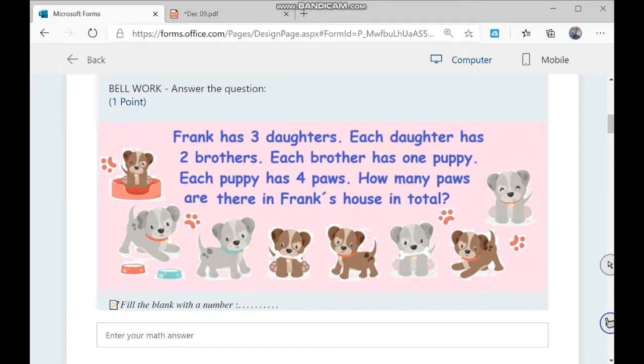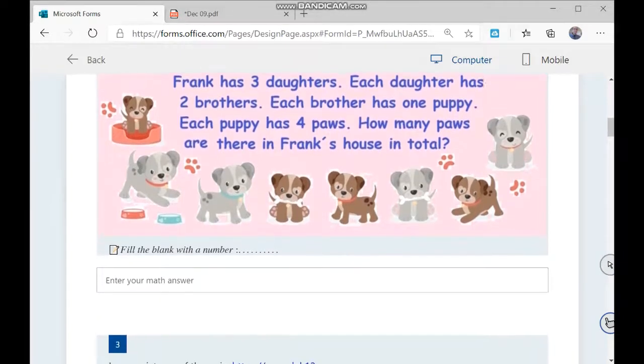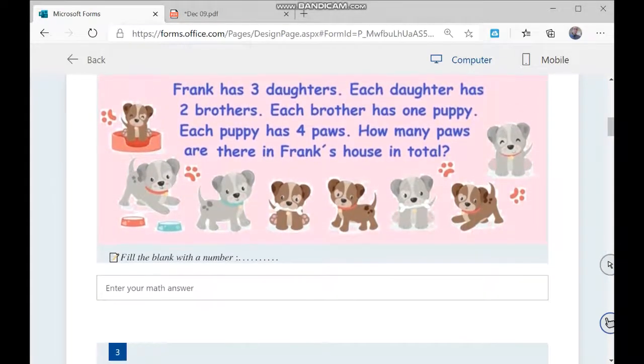Type your answers now. And this looks like a very simple multiplication problem, right? Because you have 3 daughters. Each daughter has 2 brothers, so times 2 brothers.